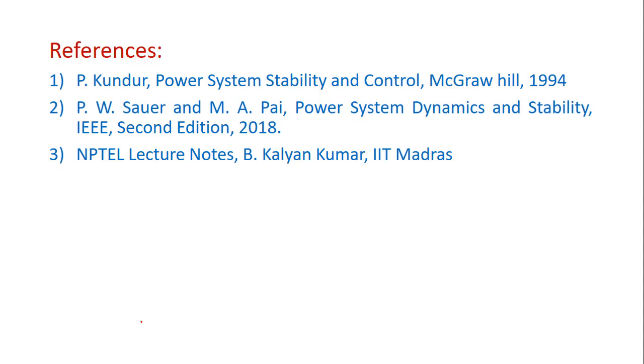So the first reference is Power System Stability and Control. It's a reference book by P. Kundur, published by McGraw-Hill in 1994. The second one is also a book, Power System Dynamics and Stability, by P.W. Sauer and M.A. Pai, 2018 edition. And the third one is the NPTEL lecture notes by Professor B. Kalyan Kumar, IIT Madras.